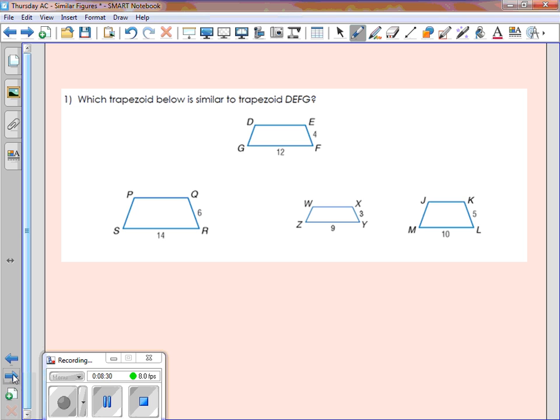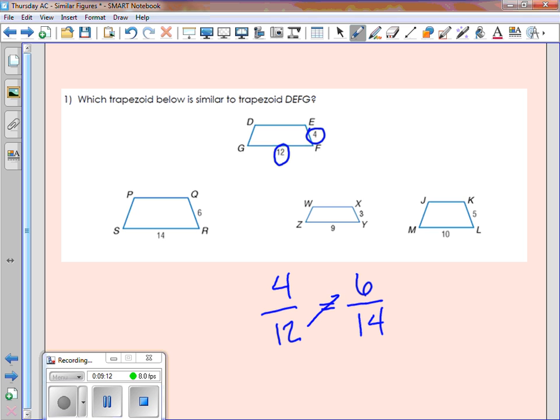Now, we need to find out which trapezoid is similar to the trapezoid named DEFG. I'm going to use the same method to figure out which one of these is similar. So it gives me two sides here, 4 and 12. So I'm going to start with that, 4 over 12. Now, I have to use the numbers in the other trapezoids in the exact same order. I went short side, long side for my first ratio. So I have to do short side, long side for my second ratio. They have to be corresponding. 4 and 6 correspond, 12 and 14 correspond.